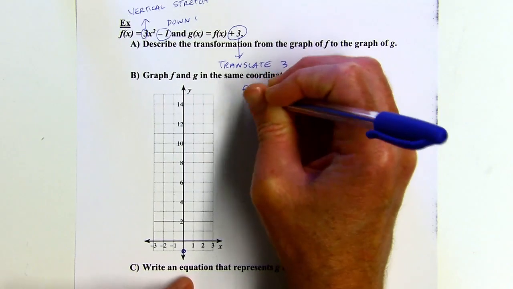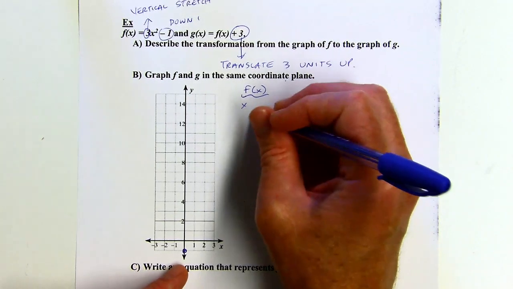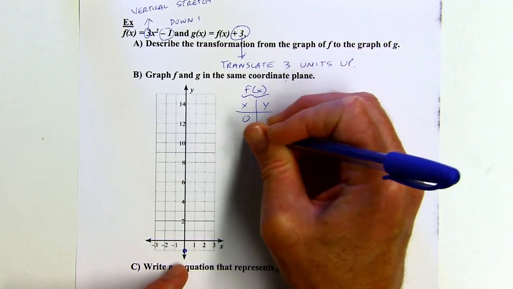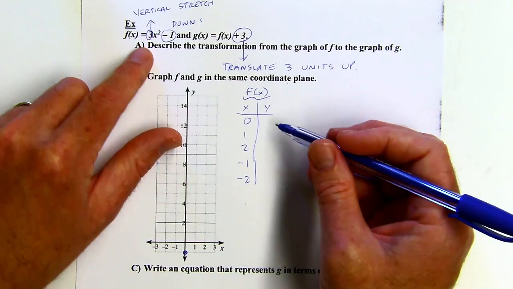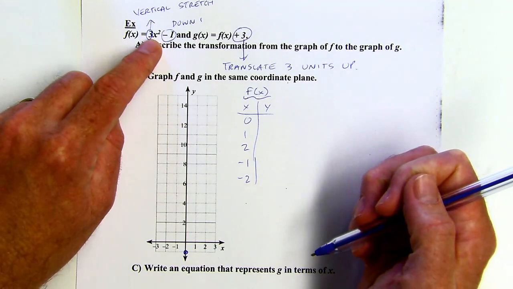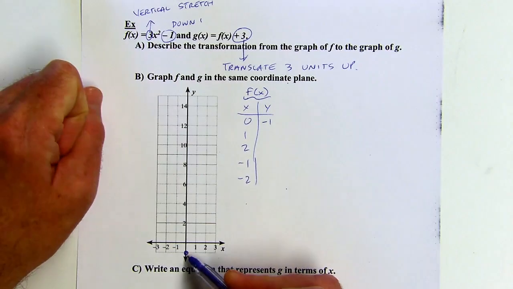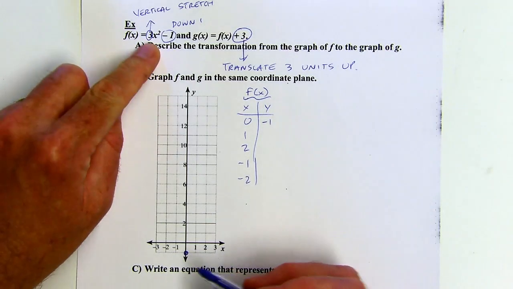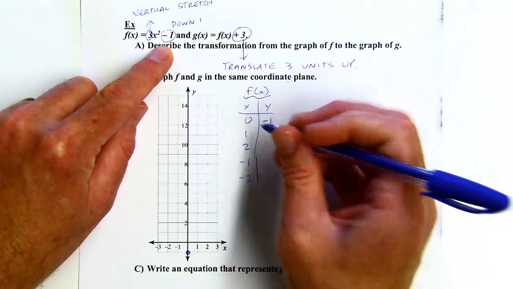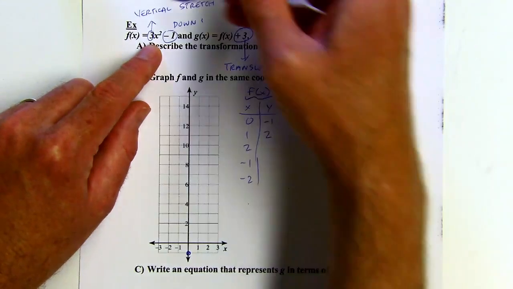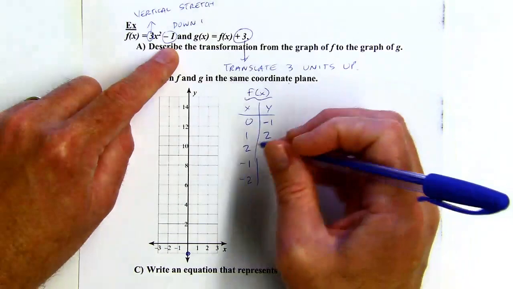For f of x, I want to use x values of 0, 1, and 2, and then -1 and -2. I'll just start with those. When I plug in a 0, I'm just going to do this in my head. 0 squared is 0. Multiply that by 3, it's still 0. Then subtract 1, I get -1, which makes sense because I'd shifted my vertex down 1 unit. When I plug in a 1, I've got 1 squared times 3, so that would be 3 minus 1 is 2. When I plug in a 2, 2 squared is 4. 4 times 3 is 12. And then subtract 1 from that, 11.